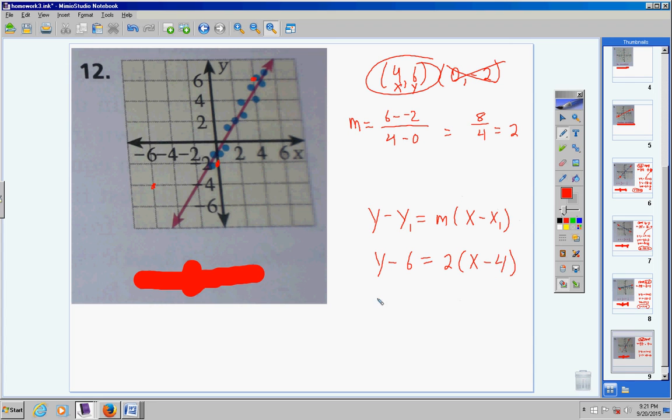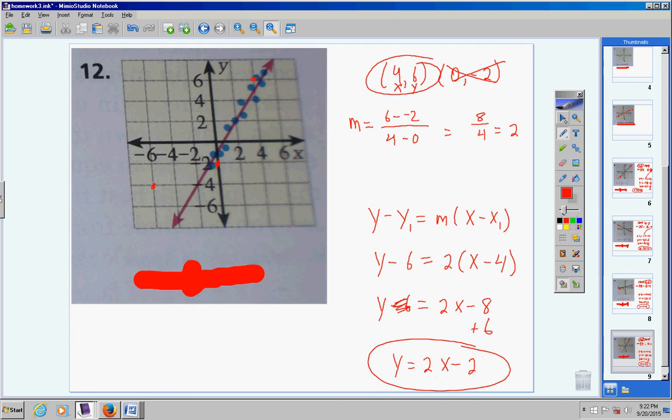And now let's get y by itself. Take your positive 2 and multiply it through. 2 times x, 2x. 2 times -4, -8. Bring your -6 over, make it a positive 6. And you're left with y equals 2x -2.